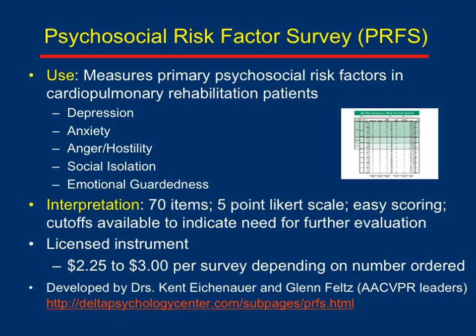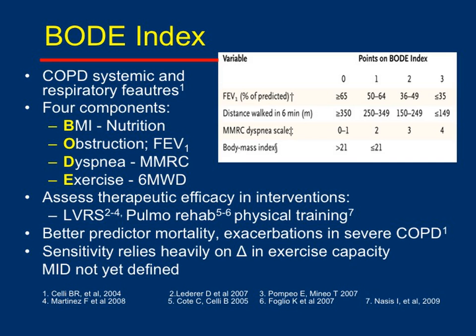This is the psychosocial risk factor survey, and this looks at many features of mood disorders. It's a 70-item survey, the only survey developed for pulmonary and cardiac rehab. So this gives you information about it. It's available from deltapsychologycenter.com, and they'll give you all the details. Next slide, please.